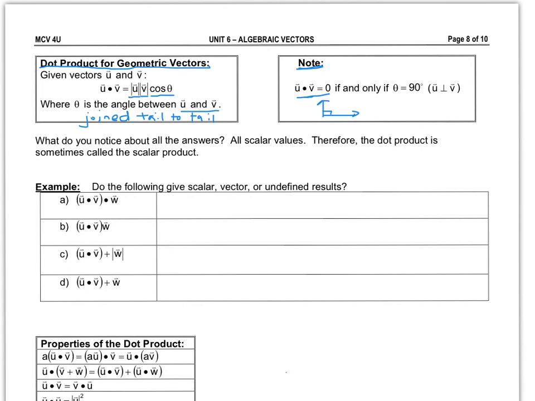You've got positive versus negative work as well. But what you should also notice about the answers is that they're always scalar values. The dot product will be sometimes called the scalar product as well. Dot product and scalar product mean the same thing. So see if these things make sense here. Do they give scalar quantities? Do they give vector quantities? Or do they give undefined results? So take a look through those. See what you think here with the 4 examples, and then I'll take them up on the next video.